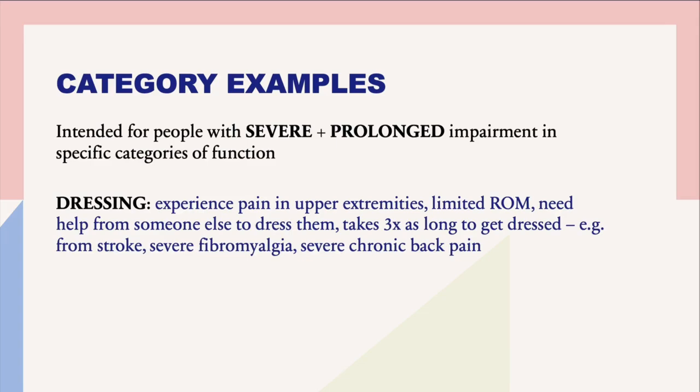Next would be dressing. An example might be that they experience severe pain in their upper extremities. They have limited range of motion. They need help from others to dress. It takes them 3 times as long to get dressed. Some examples may include stroke, severe fibromyalgia, chronic back pain, etc.